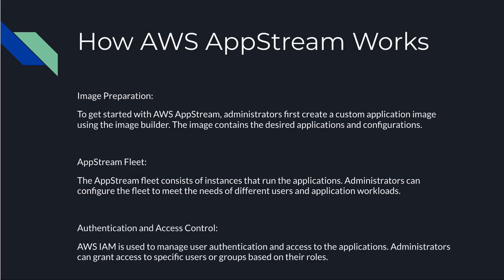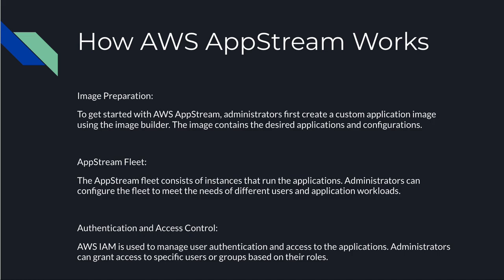So this all is handled with the help of the AWS IAM service. So how does AppStream work? The very first thing is the image preparation. To get started, the administrators are first going to create a custom application image using the image builder, because think of this like a blueprint, right? You want to run your application, you need to have an image with all the configuration and the application itself.